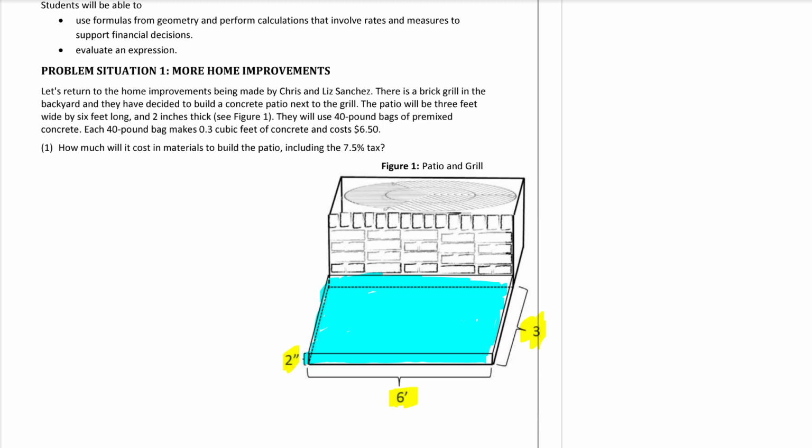All right, so a volume formula from geometry, which I'm sure you're familiar with, but you can also look it up, equals length times width times height. Notice it has 3 dimensions. That will be important when we write our units. So let's go ahead and multiply. We got 6 feet long, 3 feet wide, and 2 inches thick.